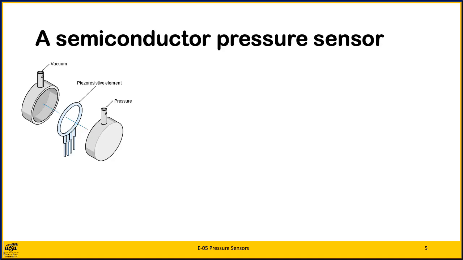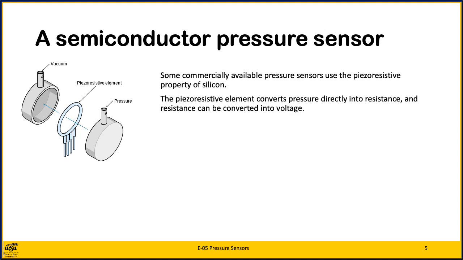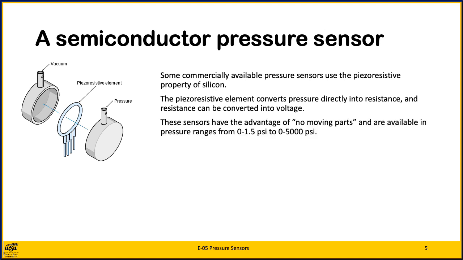Some commercially available pressure sensors use the piezoresistive property of silicon. The piezoresistive element converts pressure directly into resistance, and resistance can be converted into voltage. These sensors have the advantage of no moving parts and are available in pressure ranges from 0 to 1.5 psi to 0 to 5,000 psi.